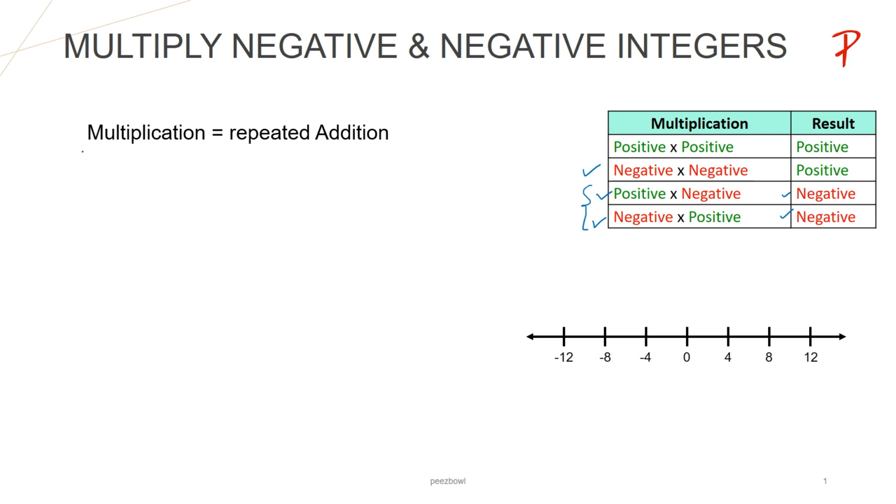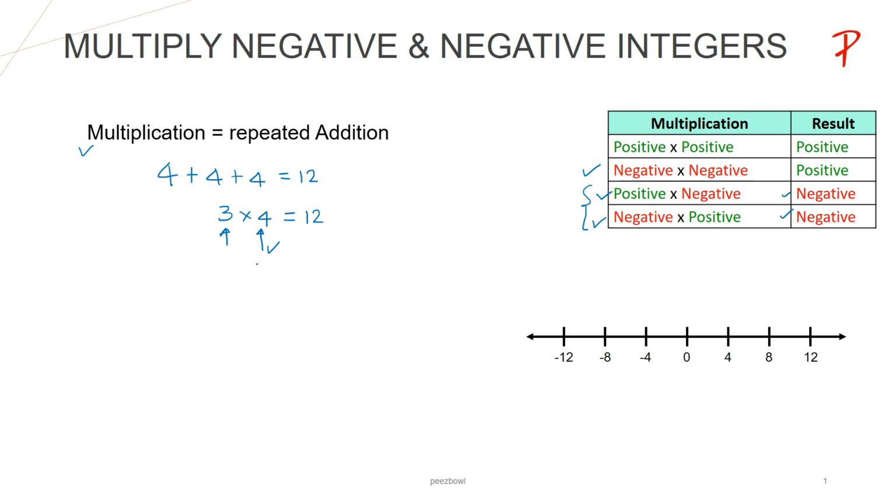We have discussed that multiplication is a repeated addition. For example, 4 plus 4 plus 4 is equal to 12, and this is same as 3 multiplied by 4 is equal to 12. In this case, we are taking 3 jumps and each jump has 4 units, right?